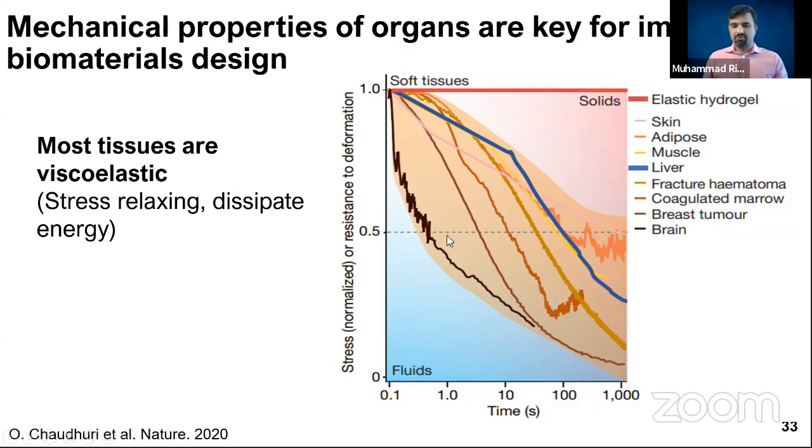For example, we can have skin tissue, liver tissue, or brain. The brain tissue relaxes its stress in less than 100 seconds, compared to a liver tissue that has not even fully relaxed its stress even after 1,000 seconds. So it really depends on the tissue type. So when we are developing a biomaterial in which we want to grow liver cells or brain cells, we want to make sure that the mechanical properties of the hydrogel mimic the actual tissue. And hopefully that will lead to better outcomes or better growth of cells.